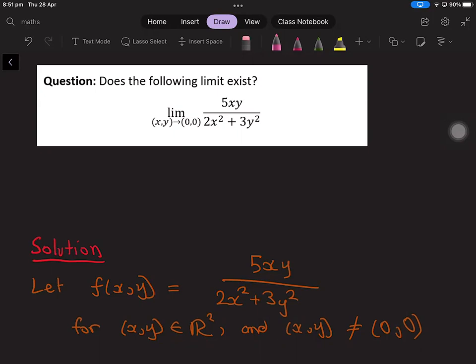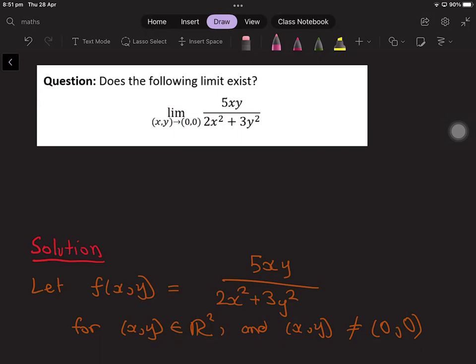In this video, we'll be having a look at the following question in limits. Does the following limit exist, where x and y approach 0, 0, and we look at the limit of 5xy divided by 2x squared plus 3y squared?